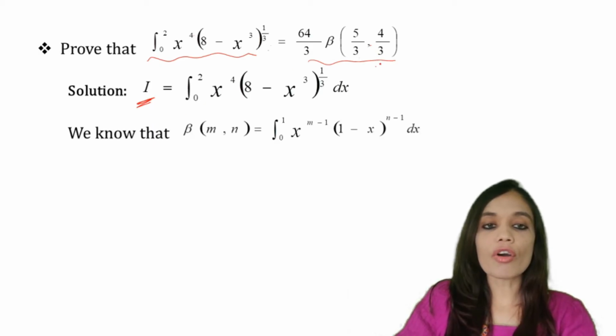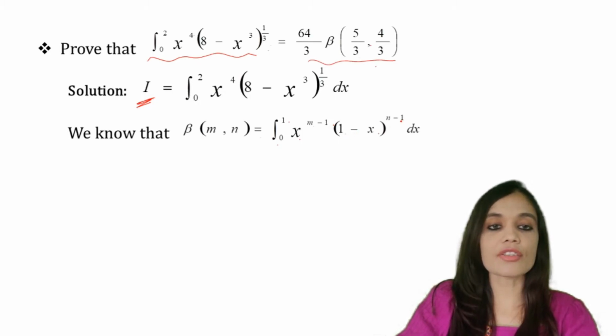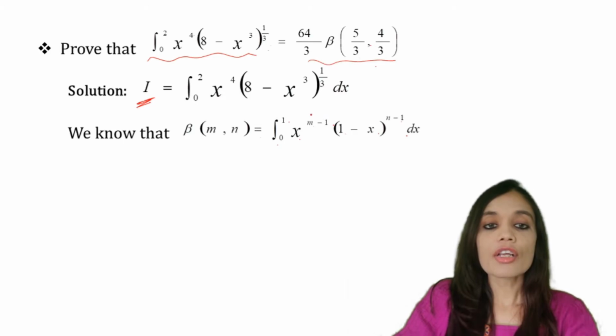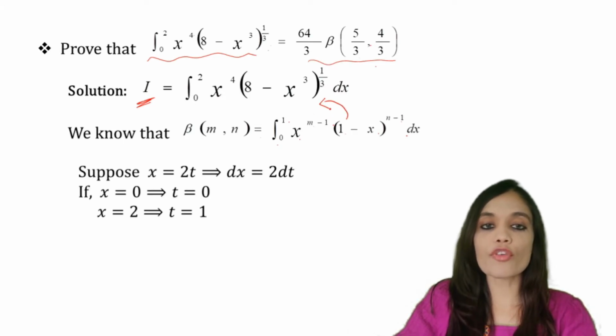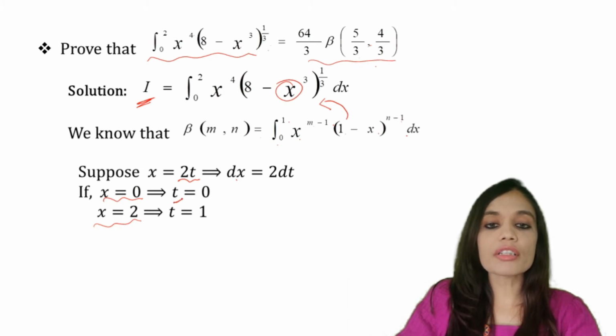Okay, now we all know the formula of beta m n, that is equals to integration 0 to 1 x raised to m minus 1 into 1 minus x raised to n minus 1 dx, right? So in order to convert this into this form, right, what we will do, we will assume our x as 2t, right? Therefore, our dx will be what? 2 dt, right? And our limits of x are what? Firstly, x is equals to 0 and x is equals to 2. So, our t will be what? 0 and t will be equals to 1, right?